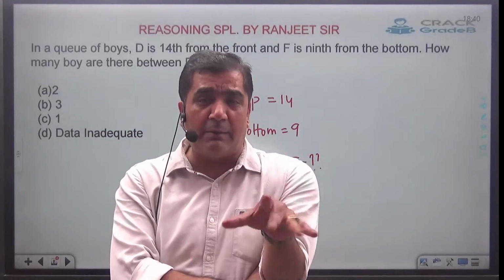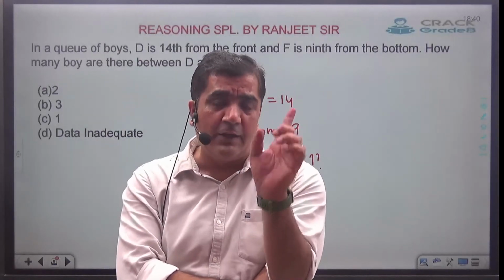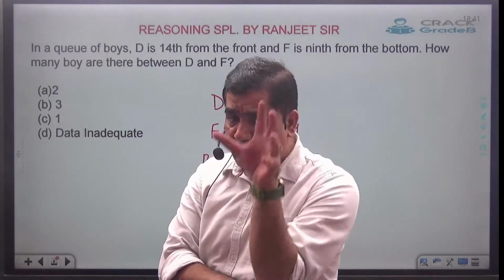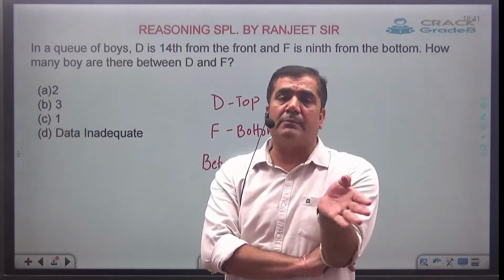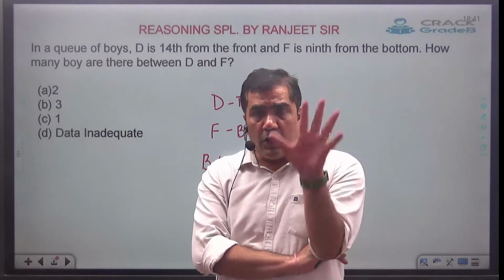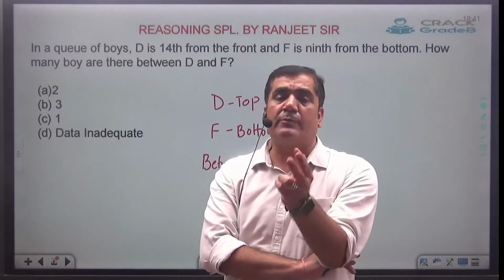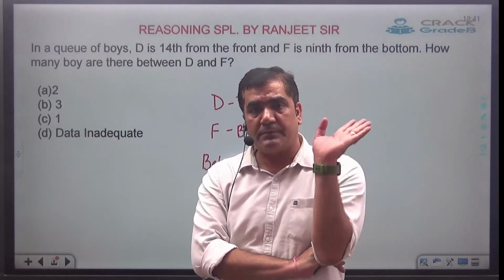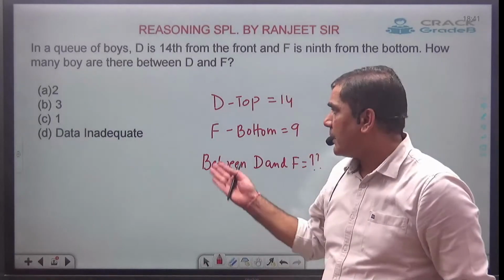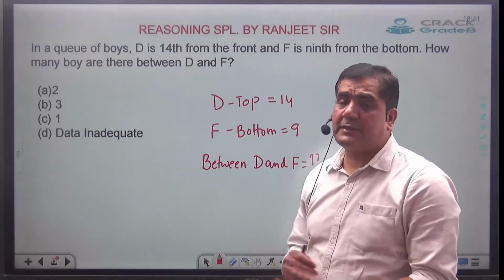Remember, if not remember, see the first class, first day of ranking. In that class, I have explained in detail the two cases: what is case number 1, case number 2. Always remember, in any problem, if one position is given from left and the other is given from right, two cases are possible. Clear? Now here also, one is given from top and the second is given from bottom.